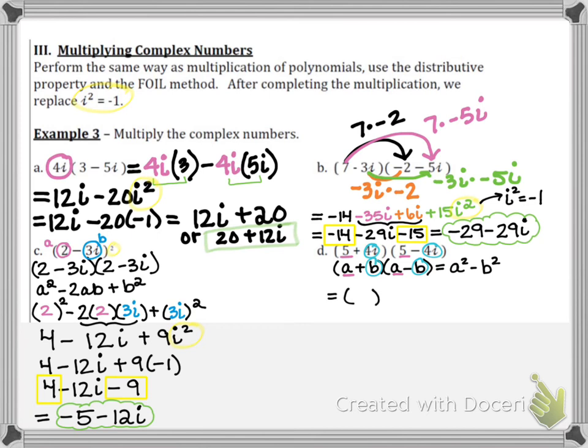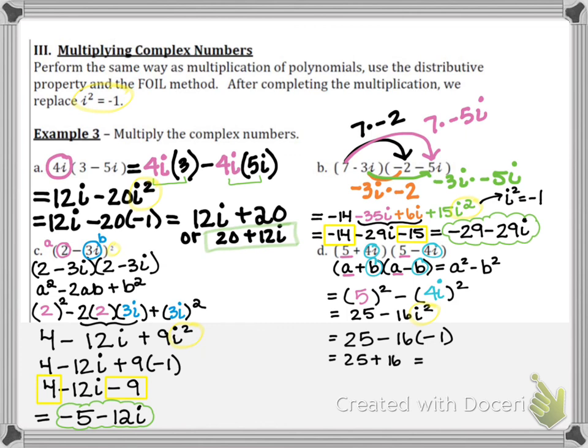So my result is a squared minus b squared. So in the term a, I'm going to replace with 5. And then for b, I'm going to replace with 4i. So 5 squared gives me 25 minus, now when I do 4i squared, 4 times 4 becomes 16, and i times i becomes i squared. Remember one more step, we have to replace that i squared with negative 1 to get our real number answer. So this becomes 25 minus 16 times negative 1. And then some order of operations, we get 25 plus 16.